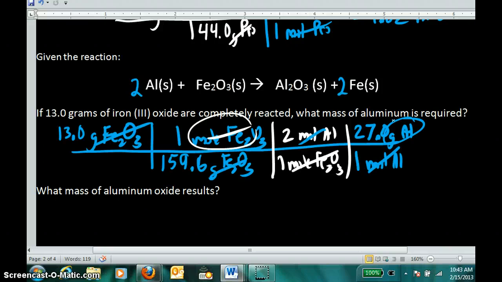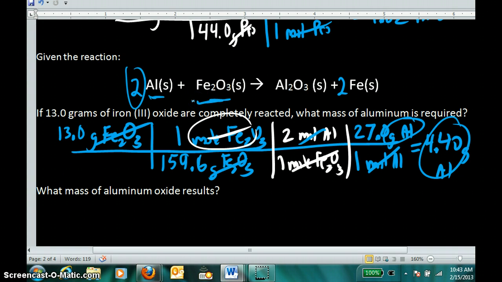And when I break out the calculator and plug these values in and round to 3 digits, I get 4.40 grams of aluminum. So yes, we need far less aluminum, even though we need twice as many atoms, because the mass of aluminum is so small compared to the mass of iron 3 oxide.